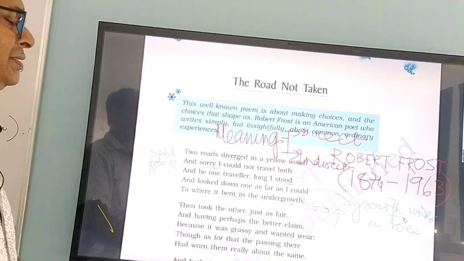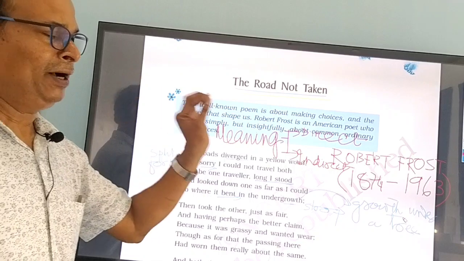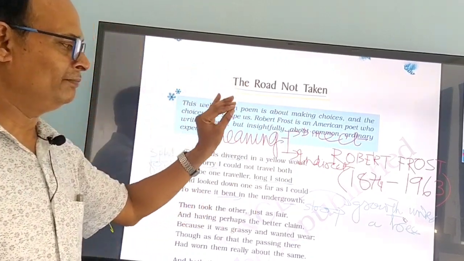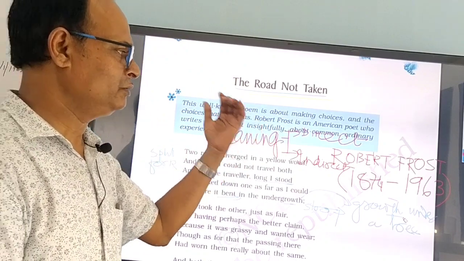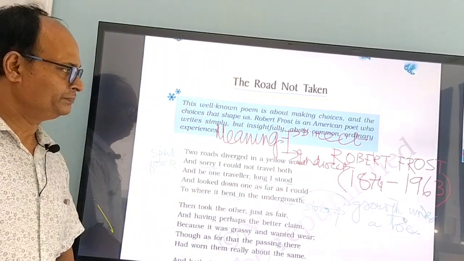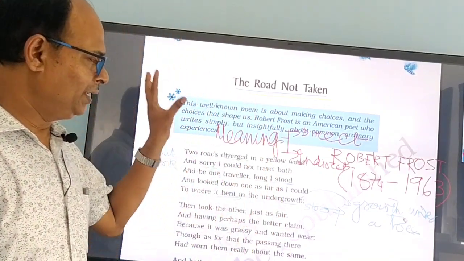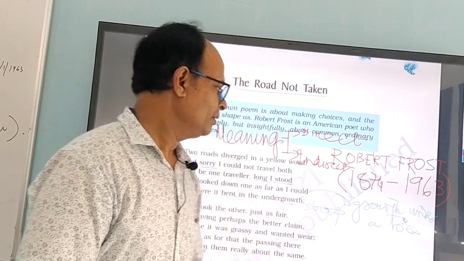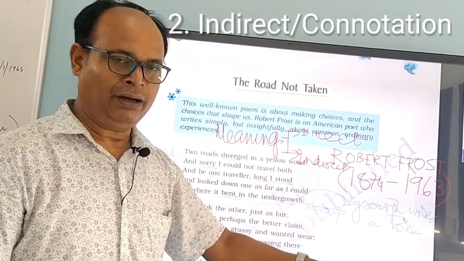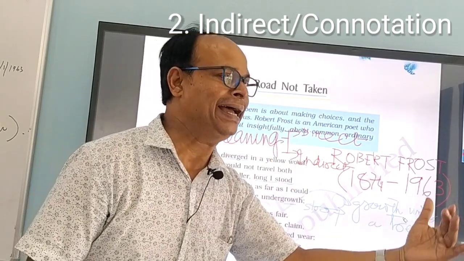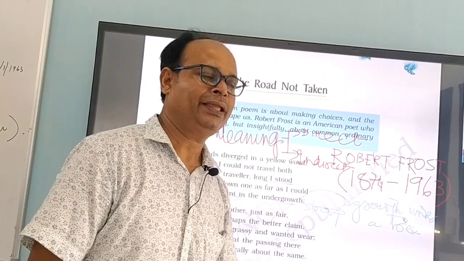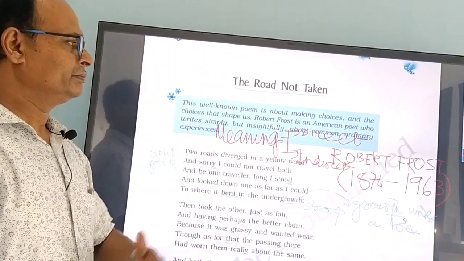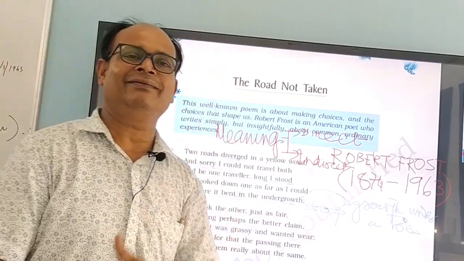Therefore, before the start of the poem, we will be seeing how the meaning of the poem can be different or varied. Now see, my dear children, in almost all the poems you will see there are two types of meaning. One is direct meaning, that is called the literal meaning, and another one is indirect meaning, called connotation, meaning the implied, oblique, indirect meaning, and that may be the metaphorical meaning. So in the poem, usually, there are many poetic devices.